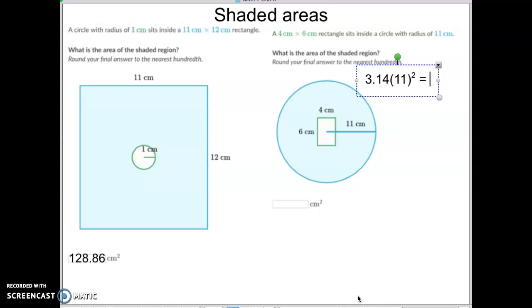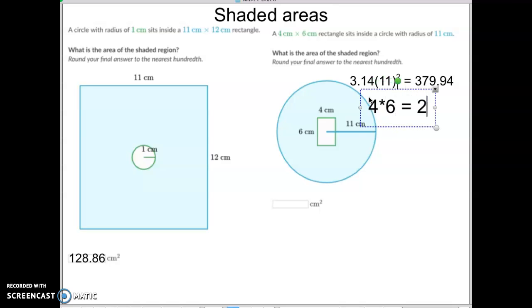121 times 3.14 is 379.94. And make that fit a little nicer. There we go. Then the rectangle, which is 4 by 6, well, 4 times 6 simply equals 24.